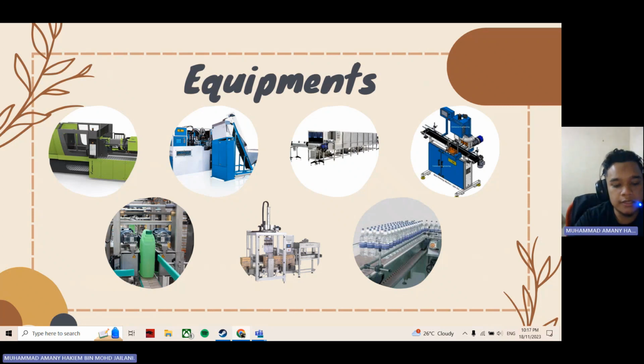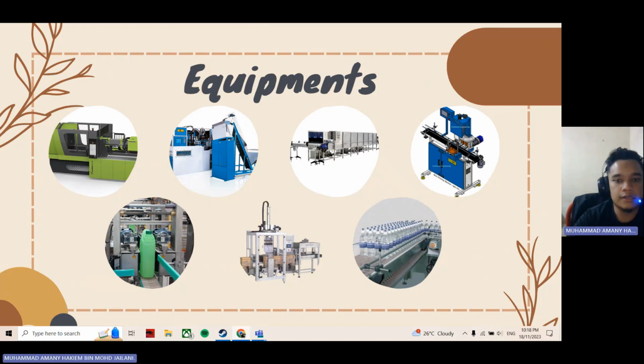The purpose of the stretch blow molding machine is to shape preforms into the final bottle form. It reheats preforms and places them into bottle shaped molds. The high pressure air stretches and blows the preform into the desired bottle shape.